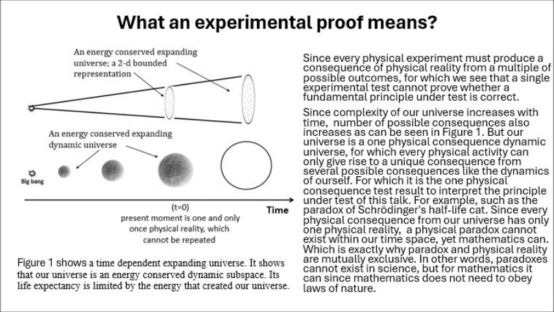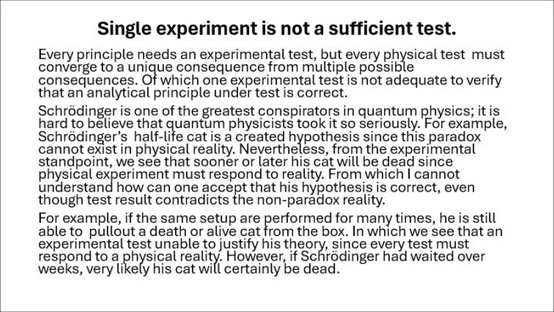For example, such as the paradox of Schrödinger's half-alive cat. Since every physical consequence from our universe has only one physical reality, a physical paradox cannot exist within our time-space, yet mathematics can, which is exactly why paradox and physical reality are mutually exclusive. In other words, paradoxes cannot exist in science, but in mathematics they can, since mathematics does not need to obey the laws of nature.